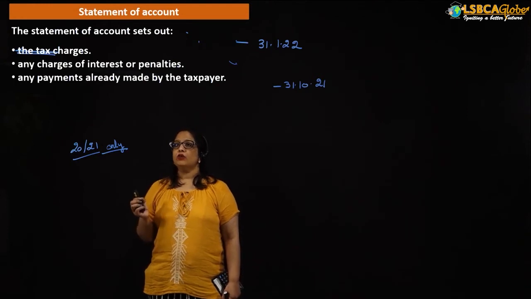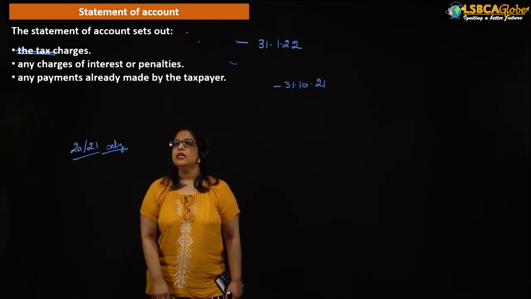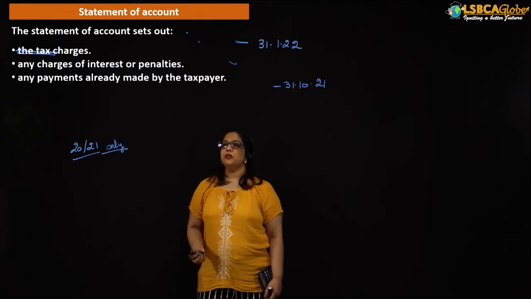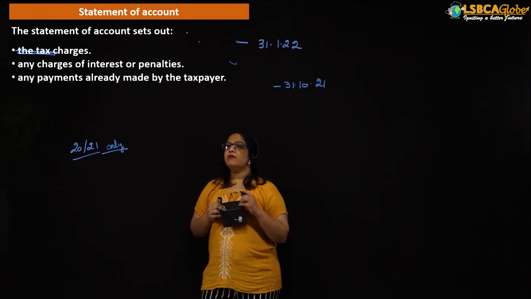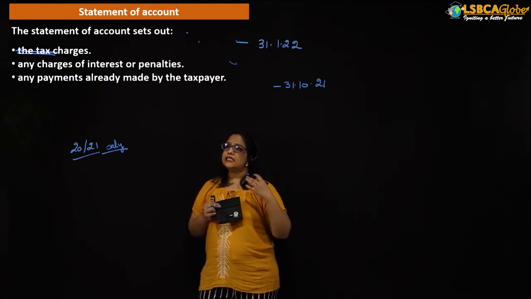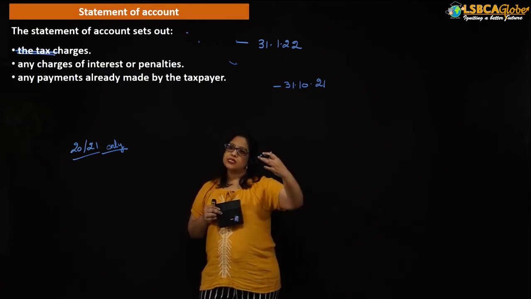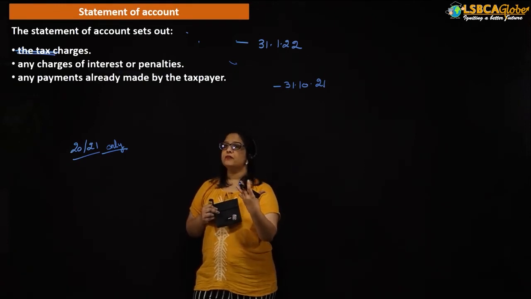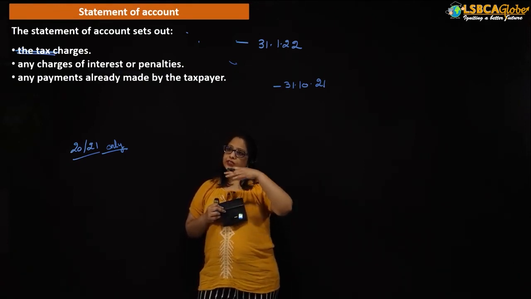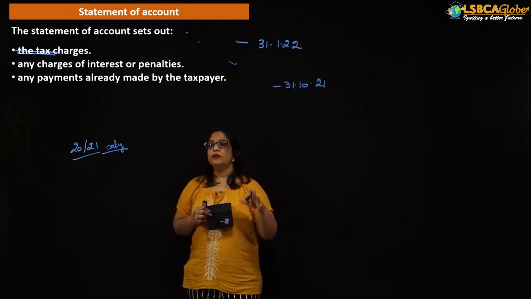The statement of account sets out the tax charges, any charges of interest or penalties, any payments already made by the taxpayer. Class, what are they saying? They are saying like our bank account is there, in the same manner a tax account is there. So in our tax account there is a statement which states how much is the opening balance, how much is the tax of this year, and if there is any interest or penalty that will be added.